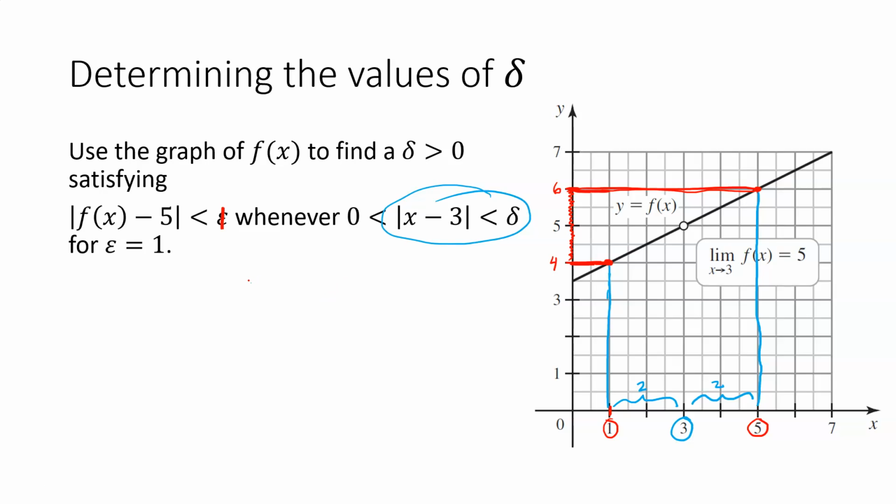So here we can see that whenever the absolute value of x minus 3 is less than 2, in other words, when x is within a distance of 2 from 3, f of x minus 5 is within a distance of 1.